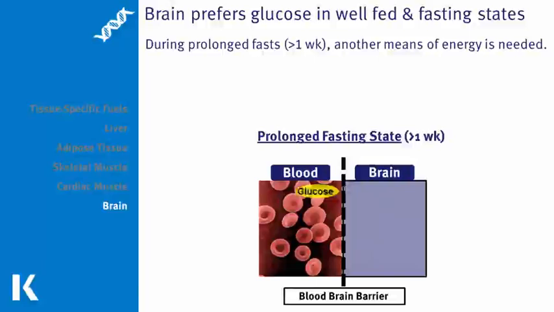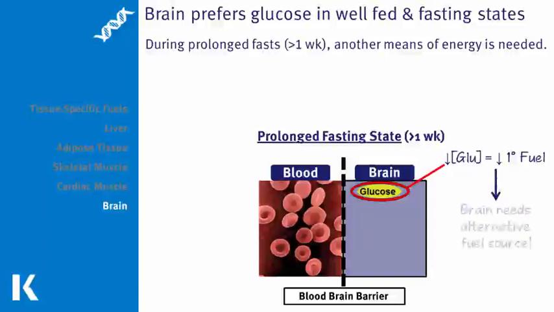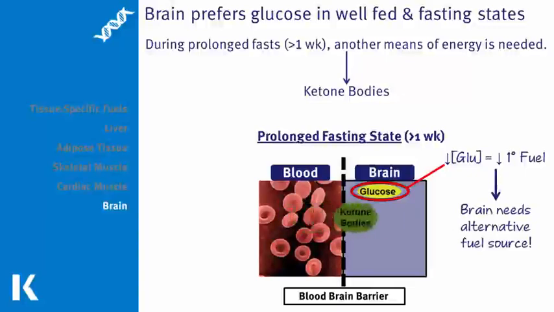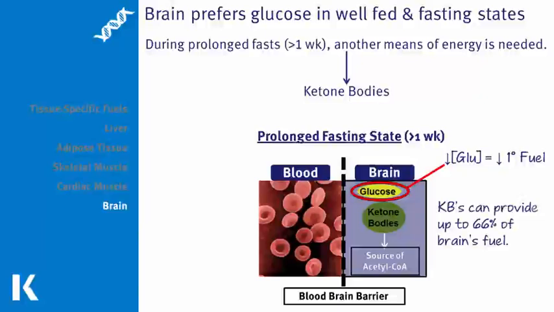After periods of prolonged fasting, glucose concentrations are low, and the brain's primary fuel source is unavailable. The brain then needs to find an alternate fuel source. Since fatty acids cannot cross the blood-brain barrier, ketone bodies act as this fuel source, as they can cross the barrier and act as an alternate source of acetyl-CoA. Though the brain prefers glucose, it can derive 66% of the energy it requires from the metabolism of ketone bodies.